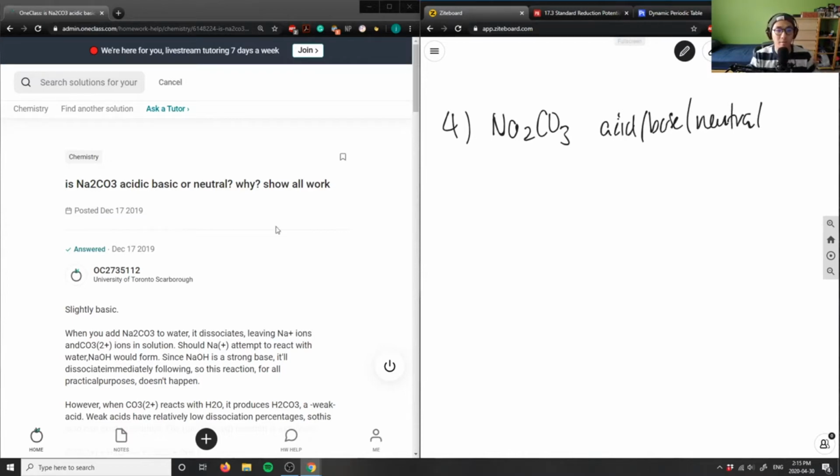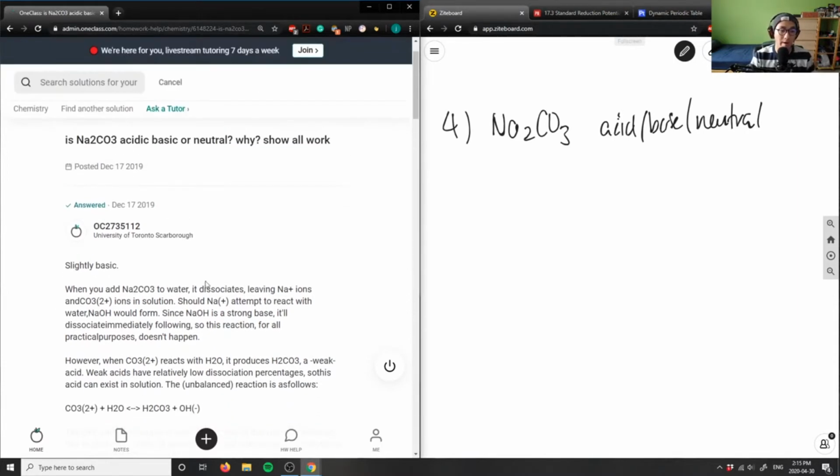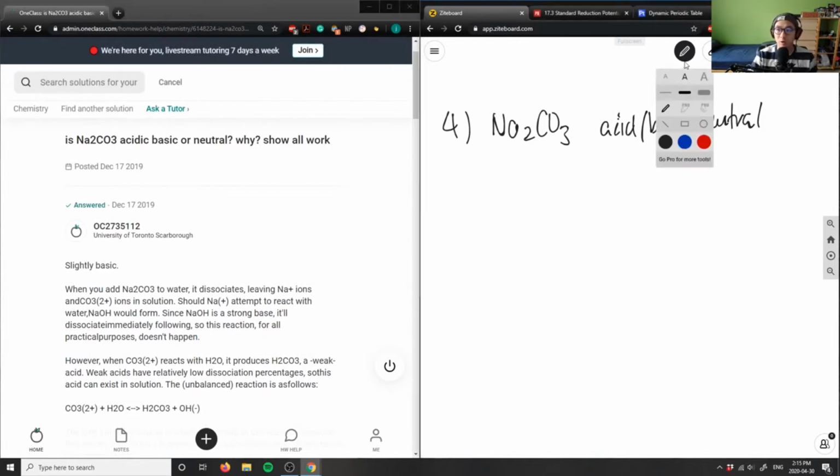So this study here wrote slightly basic, and I'm going to walk through their logic to see why it's correct. So basically, sodium carbonate is an ionic compound, and it's going to dissociate, right? It's going to dissociate into these two guys here, and I'll write down the chemical equation. So Na2CO3 is going to dissociate.